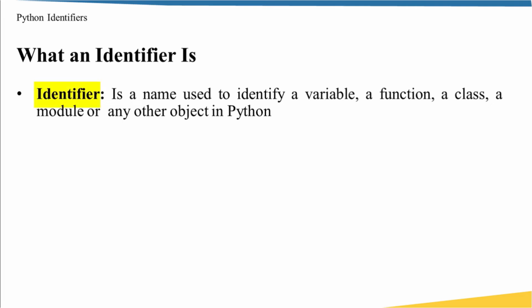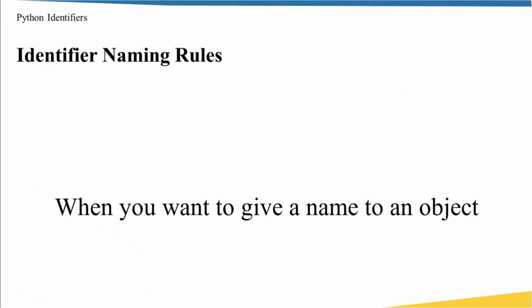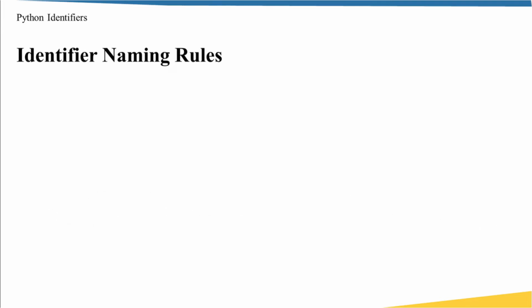So, what is an identifier? Simply, an identifier is a name used to identify a variable, a function, a class, a module, or any other object in Python. In other words, we can say an identifier is the object ID. When you want to give a name to an object, you have to keep in mind that there are some rules you have to respect. Otherwise, the interpreter will raise an exception and you will not be able to run your code.